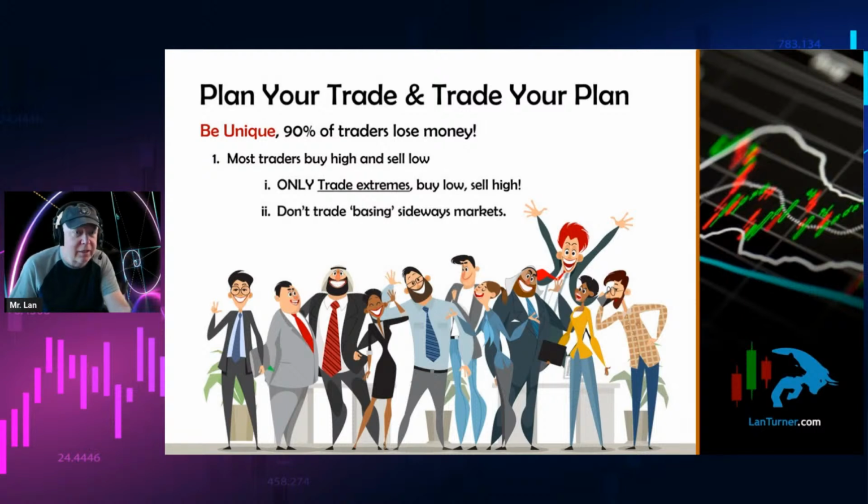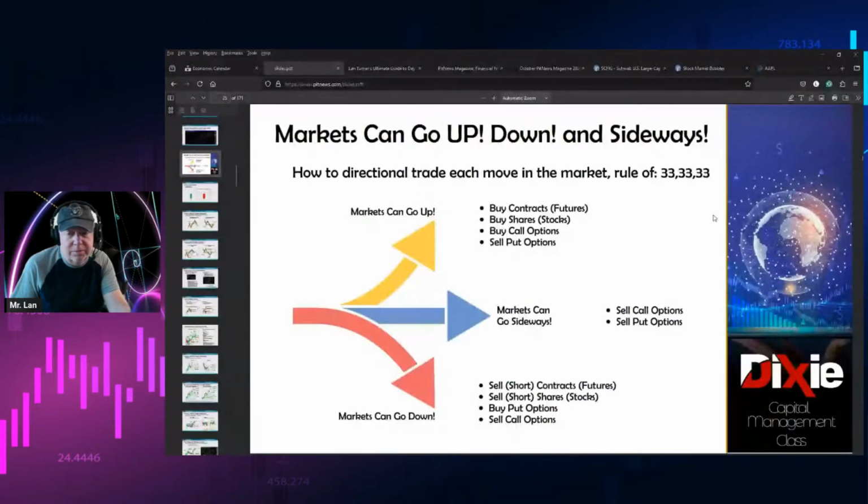So we got that little slide here for you too, because none of you have ever seen that one. Come on, faster. Right there. Markets can only do three things. They can go up, they can go down, and they can go sideways.